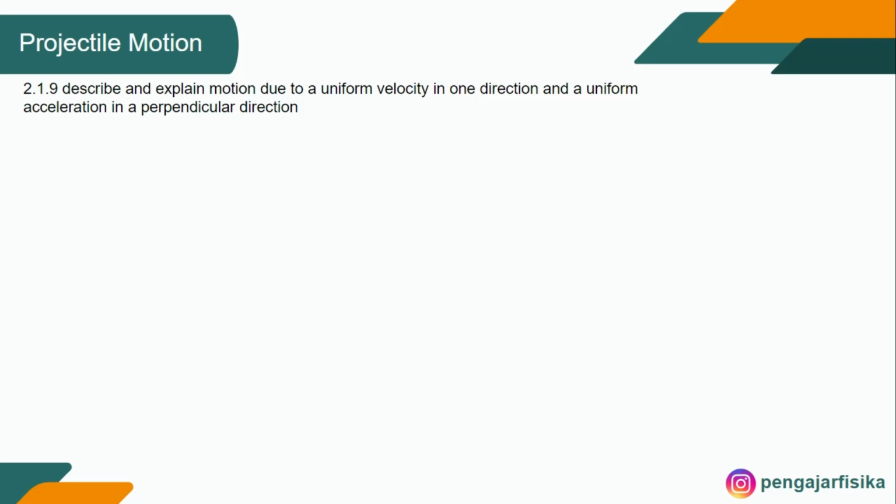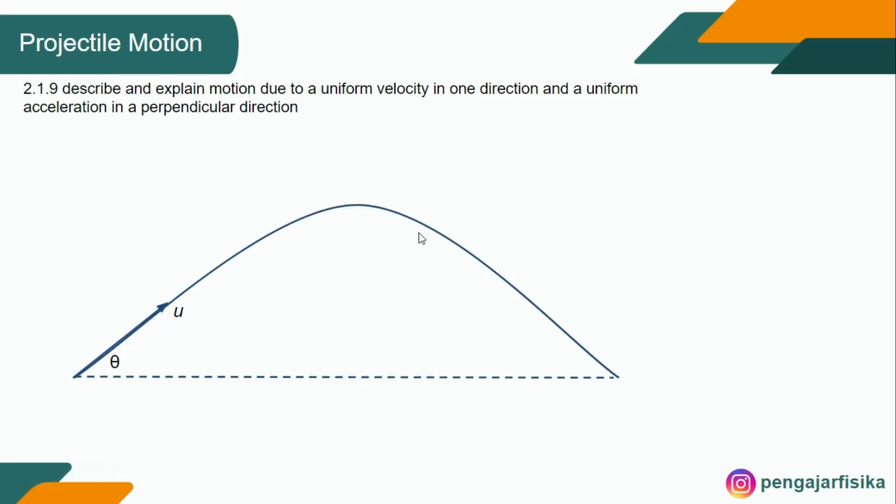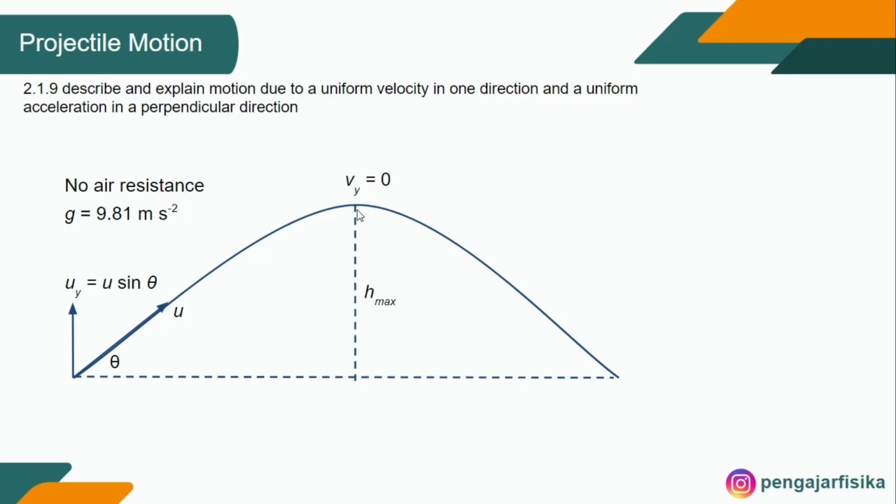downward. To calculate the maximum height reached by the projectile, here we have the same object that has the initial velocity u in this direction, and then the same theta to the horizontal. So the trajectory will be parabolic like this. So the uy will be u sine theta as before, and here we ignore air resistance, and the g is still the same, 9.81 meters per second squared. So at the top here, at the highest point, the vy will be 0. And then here we are going to find the maximum height.